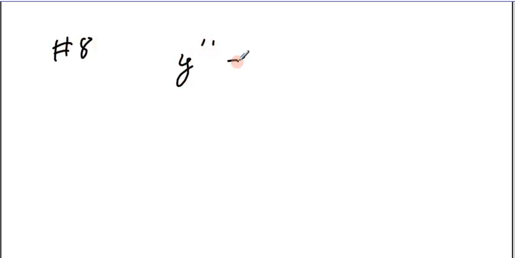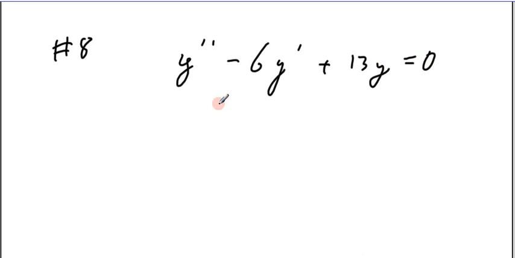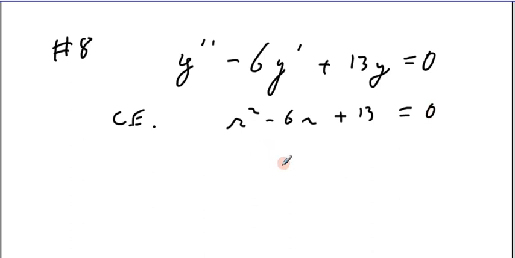y double prime minus 6y prime plus 13y is 0. And for 8 I'm doing the same thing I'm doing for the other one, so there's no difference in my instructions. Characteristic equation: r squared minus 6r plus 13 is 0. I find that not factoring that. Now this is, I think, the first time we're going to talk about this.